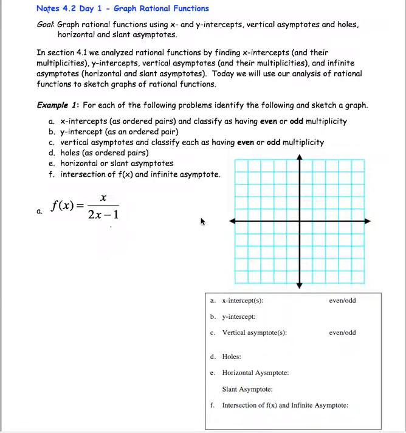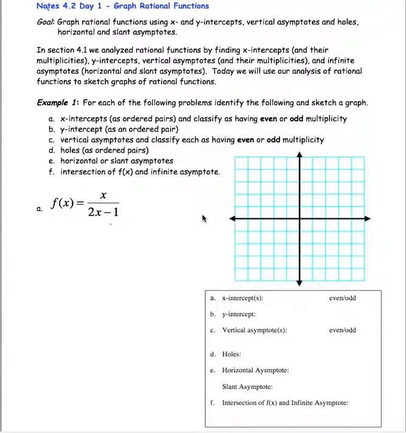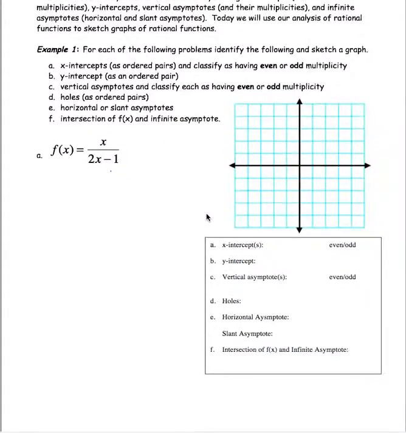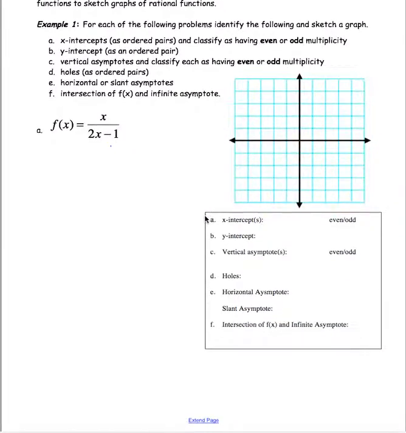Okay, we're going to analyze and graph the rational function in example 1a from notes 4.2 day 1. We're going to do the same analysis that we've been doing, finding x and y intercepts, asymptotes, and holes. And what's going to be new is that we're going to take that analysis so that we can graph our function. Over here, you'll notice we have a chart where we can summarize the analysis.